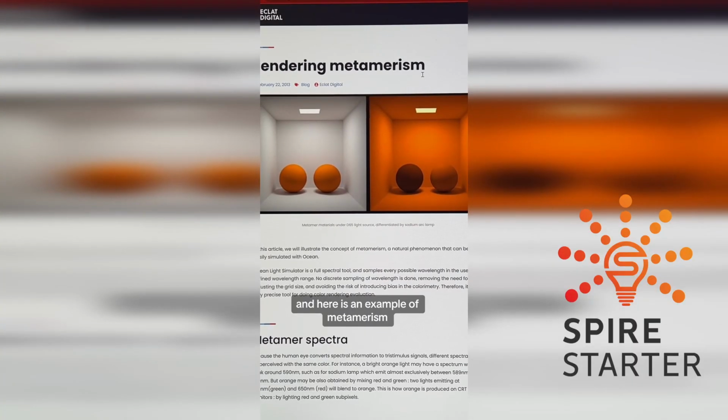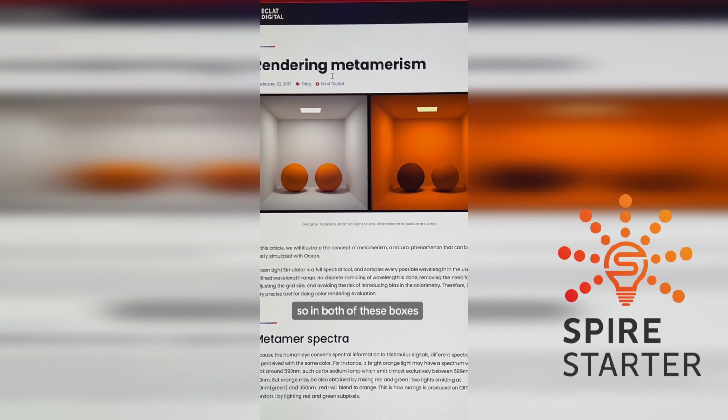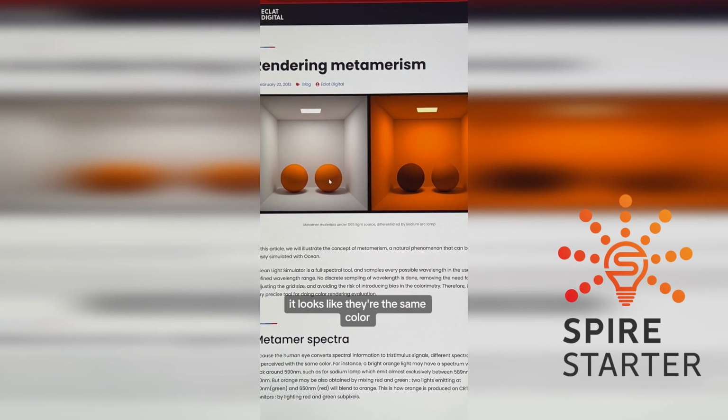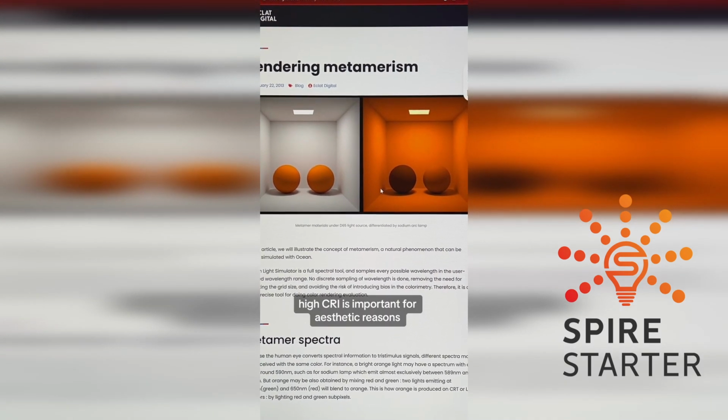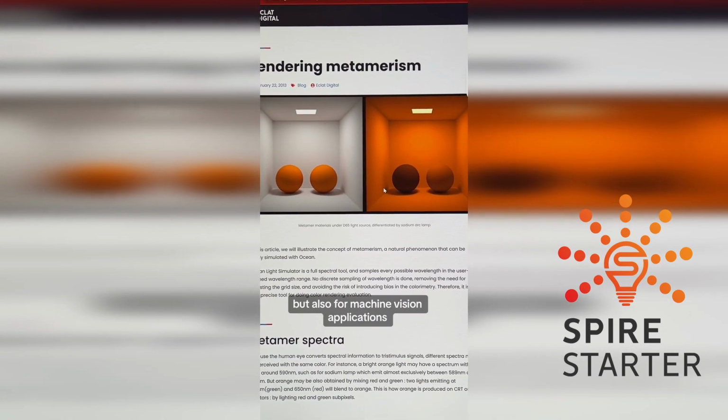Metamerism. And here is an example of metamerism. So in both of these boxes, we've got the same two balls here. And in this lighting, it looks like they're the same color. In this lighting, they are clearly not the same color. Well, why does that matter? High CRI is important for aesthetic reasons, but also for machine vision applications.